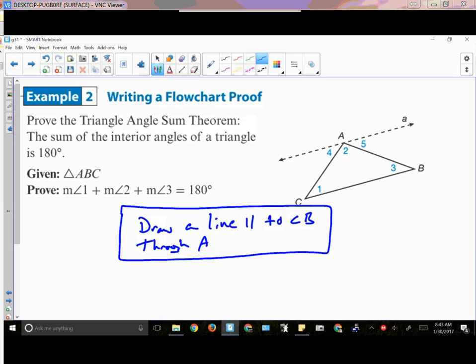Line. No? Parallel. Can I go and use the postulate that says through any one point there is going to be a line parallel to another one? And only one line. Can I use that idea?